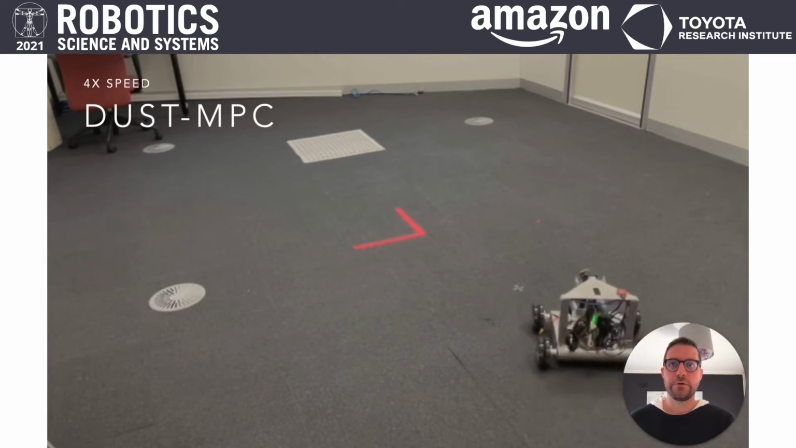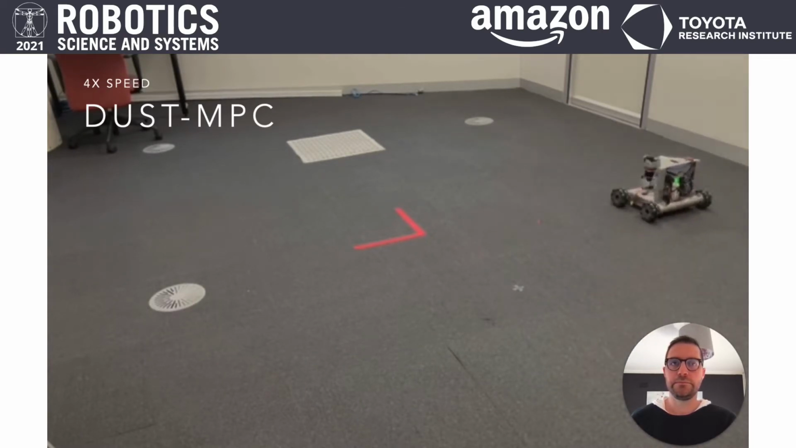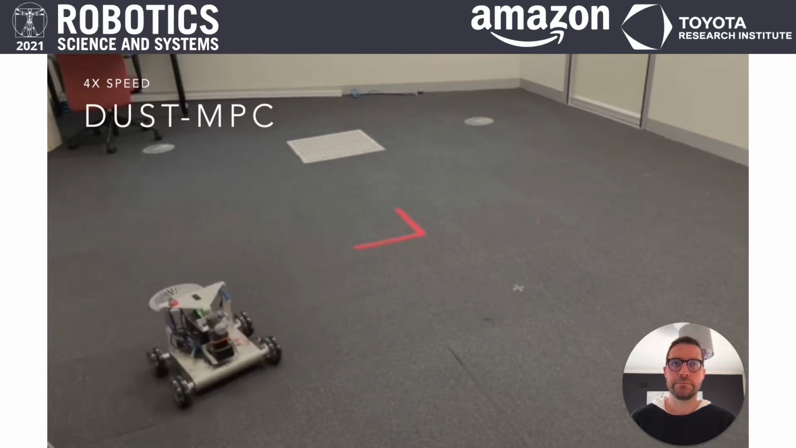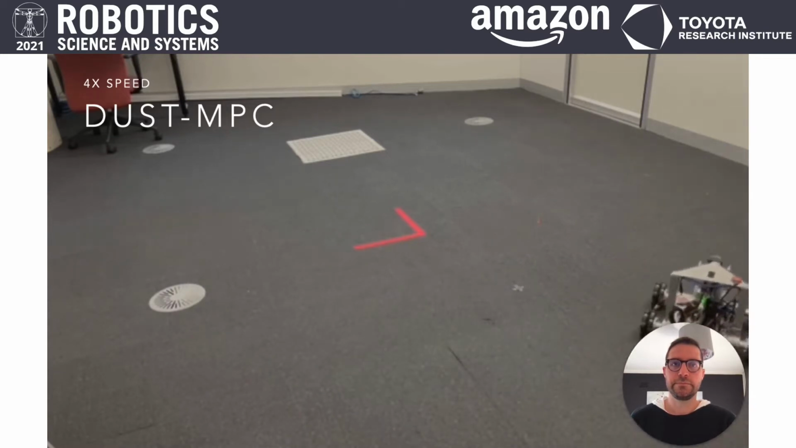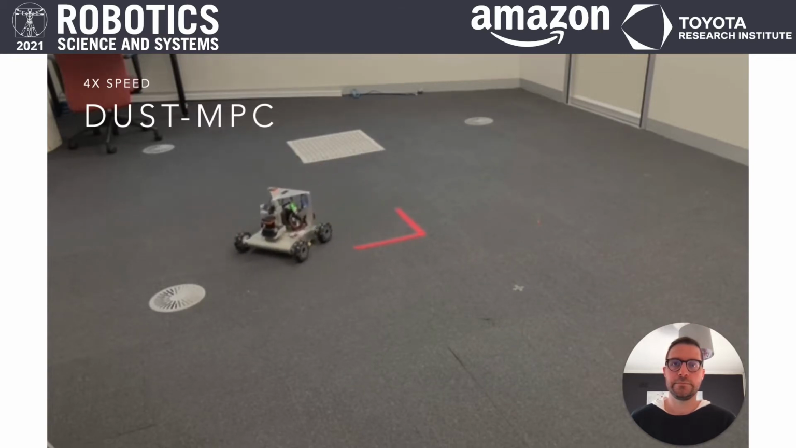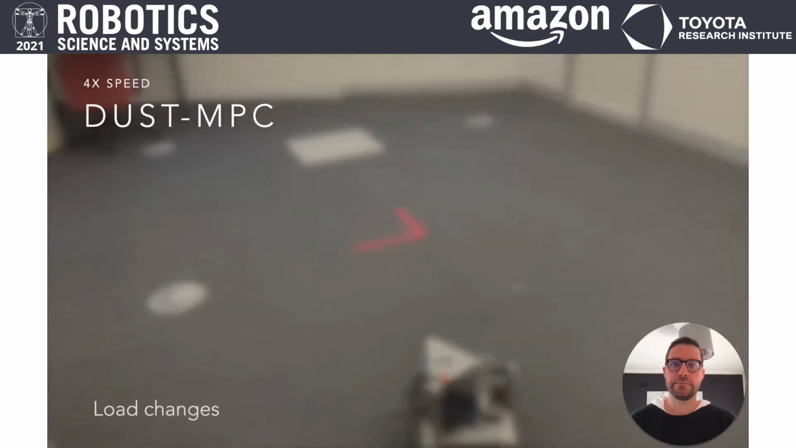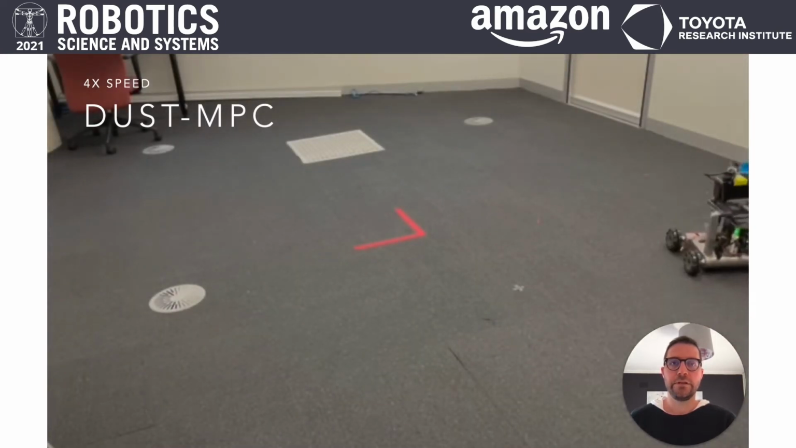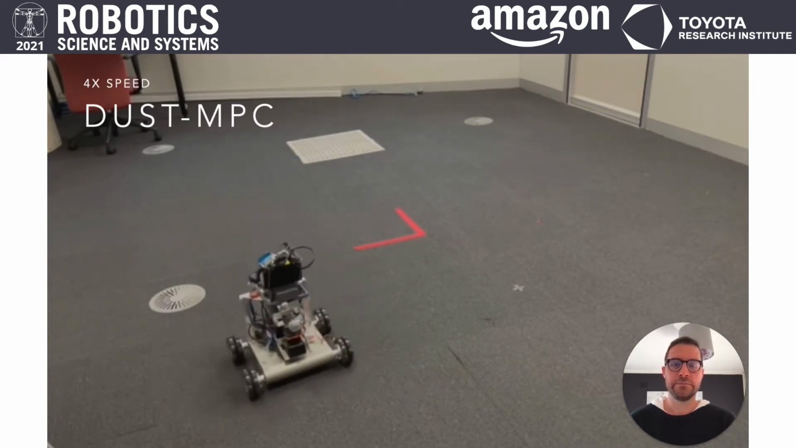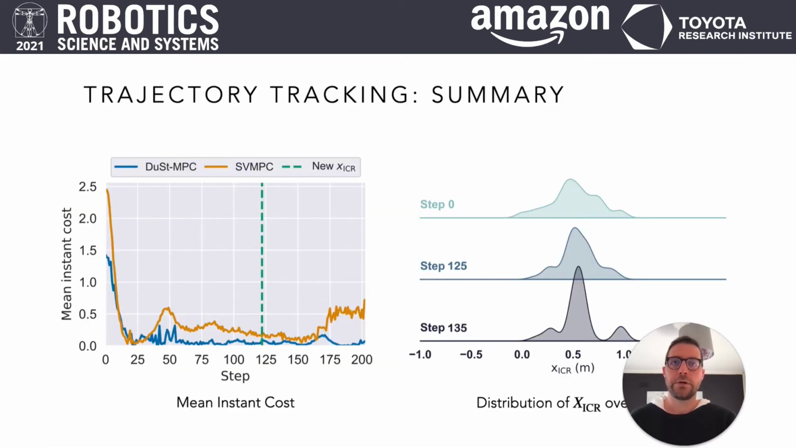We performed the same experiment using Dust MPC. After adjusting to the new inertial center of rotation, the controller is able to keep tracking the desired trajectory. Looking at the plot on the right, again we notice how Dust MPC is able to adjust to the new configuration and maintains a lower tracking error as compared to the baseline. Thank you so much for your attention.